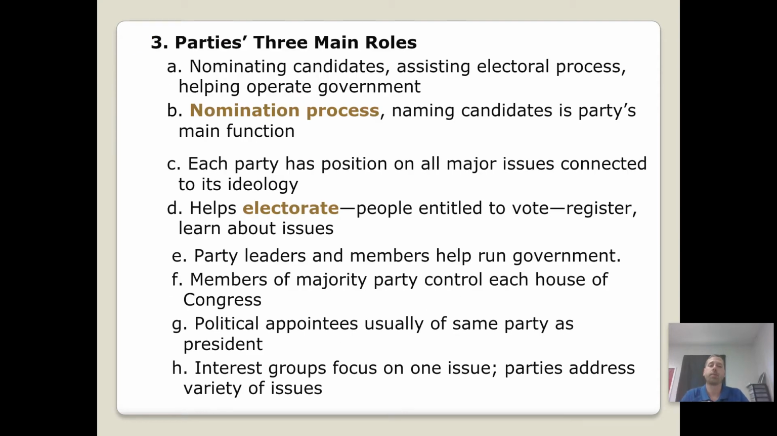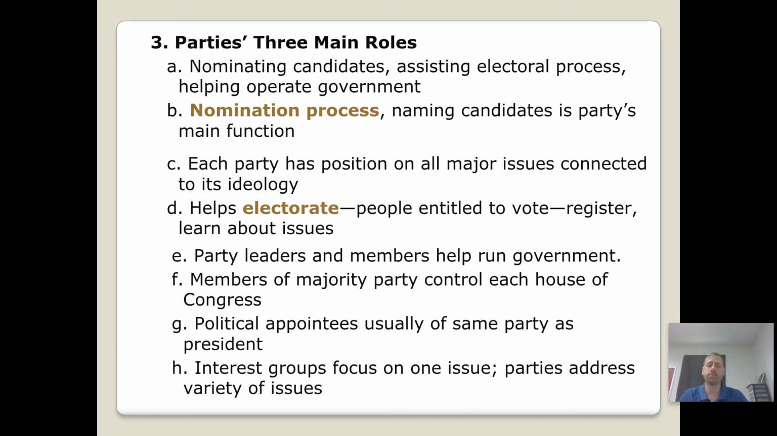Parties have several main roles. They have to pick people to run in elections. That's nominating candidates. They help in the election process. And then they help operate or run the government. The way that most nominations are decided is through a primary system. We have an election to figure out who the nominee is, and we call this a primary. All the Republicans who want to run for a particular seat run in an election, and whoever gets the most votes is the Republican nominee. The Democrats do the exact same thing. All the Democrats that want to run for that seat run in a primary, and whoever gets the most votes is the Democratic nominee.